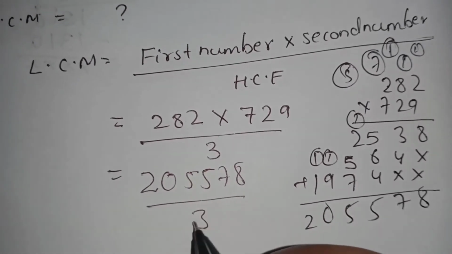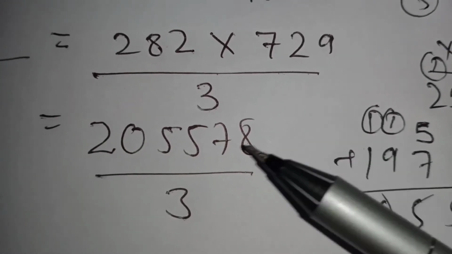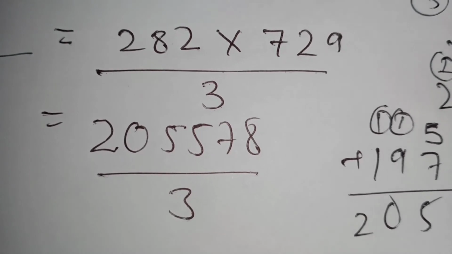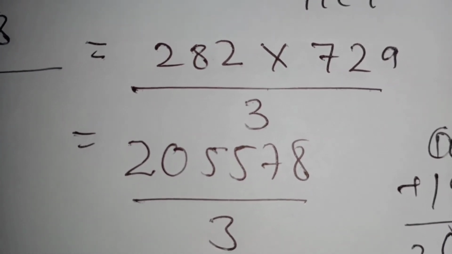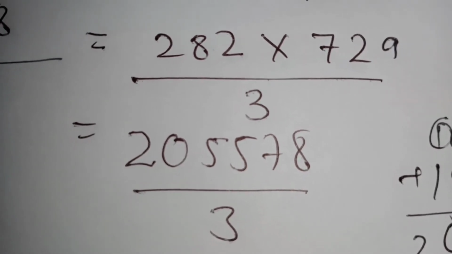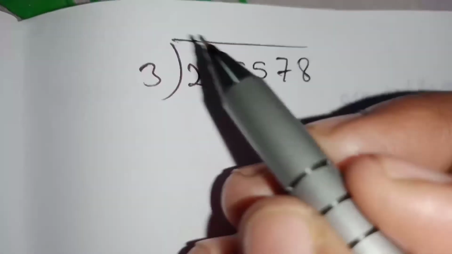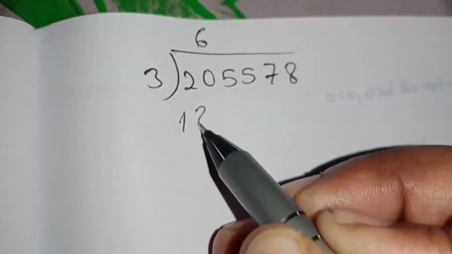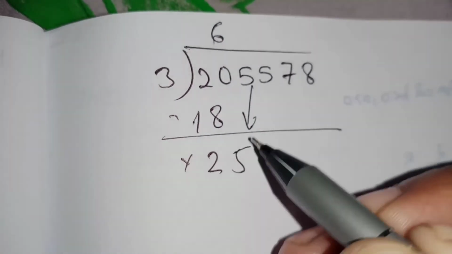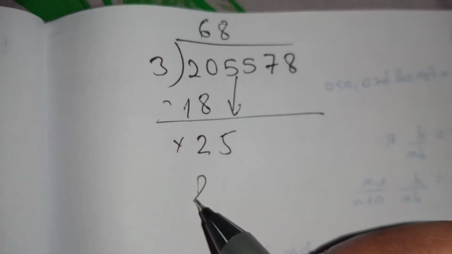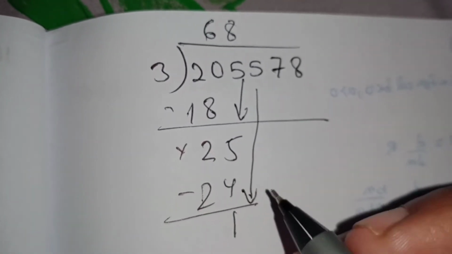So what we got is 205,578 divided by 3. So now we will divide by 3 and we will get the answer. So now let us divide this. Okay, so we have to divide this by what? 3. Okay, so see here, I am dividing here. So 3 times 6 is 18. Okay, when you subtract, you will get 2. Bring this 5 down. 3 times 8 is 24.